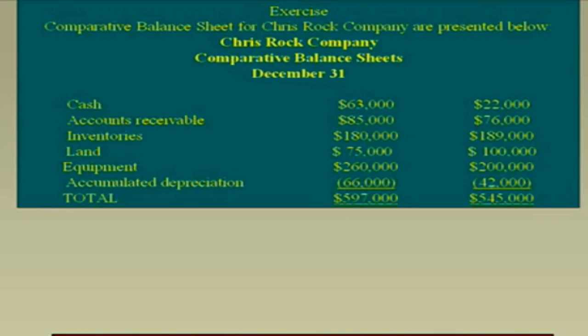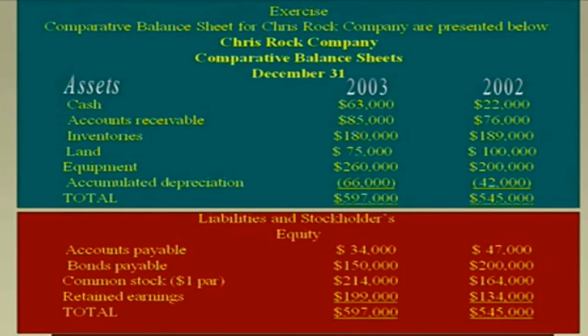The problem relates to the Chris Rock Company. And I've given you the assets from the balance sheet for 2 years, 2003 and 2002. So there you have the assets in front of you. Let's look at the liabilities. So there you have the liabilities and stockholders' equity in front of you. I want you to print this out. What's in front of you, please print this out. And once you're done, we'll get started.